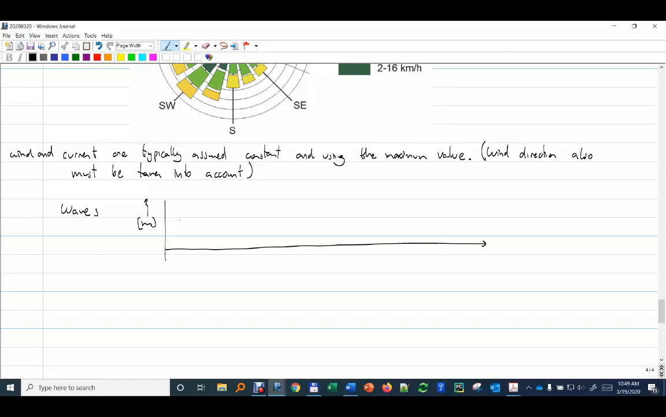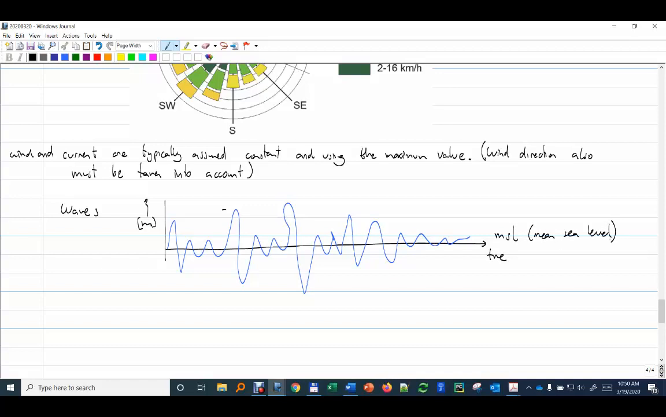We can have a very erratic signal with time. It's not periodic, not perfect like a sine or cosine, but essentially a very erratic signal with time. And that's what we say is the mean sea level in that particular region.